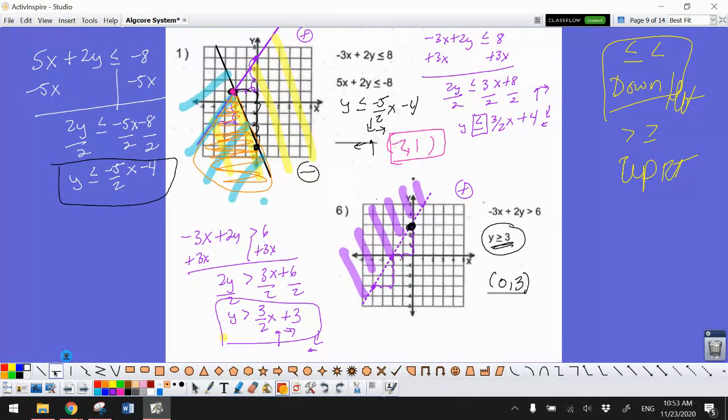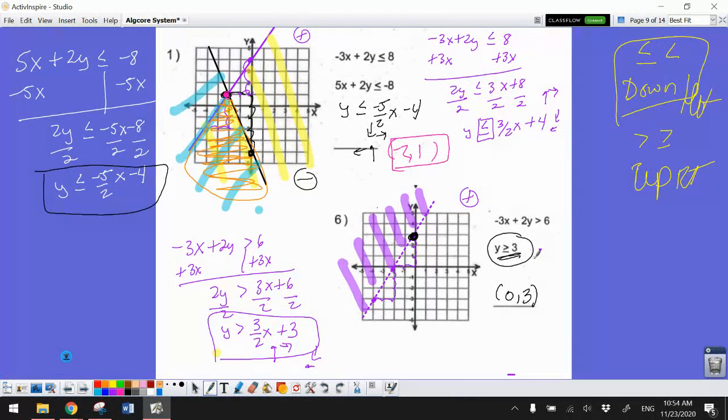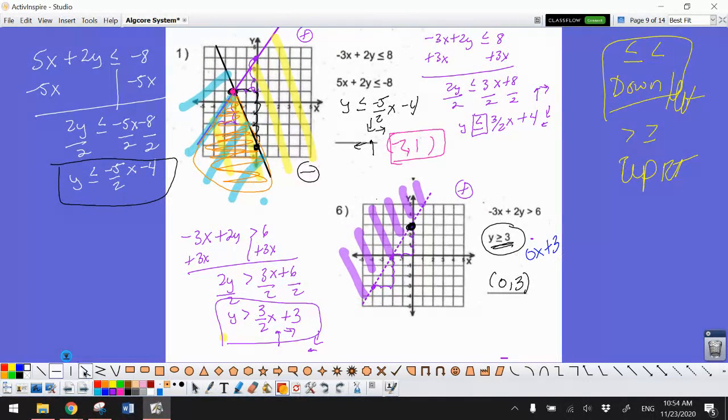But the other thing I need to realize is this is a 0x plus 3. So it is a horizontal line at 0. So I have my line coming through right here. And let me change that color. Go ahead and make that red so we can see it.